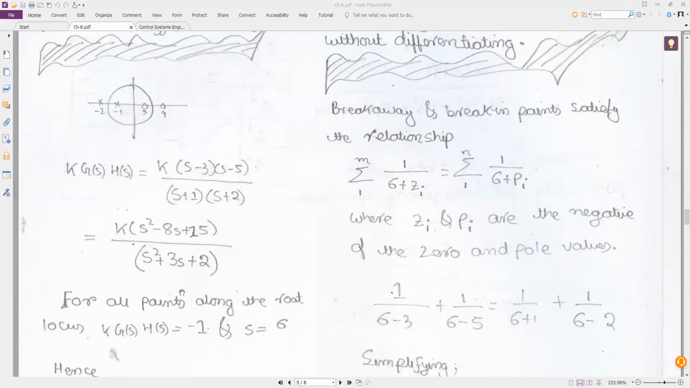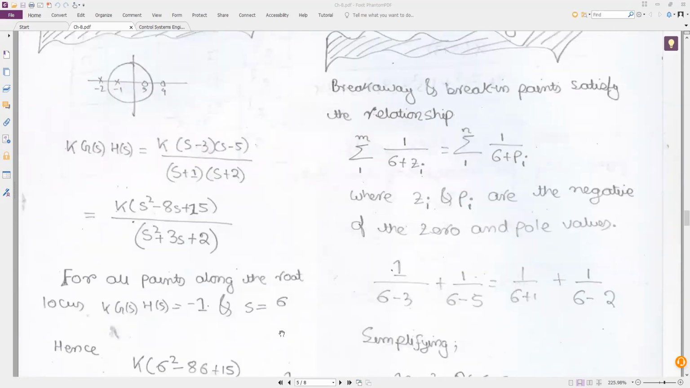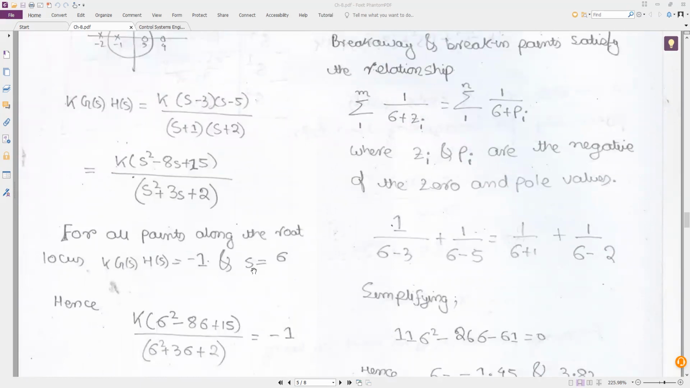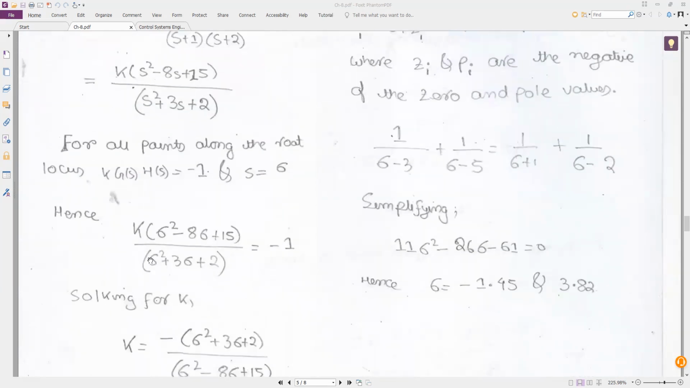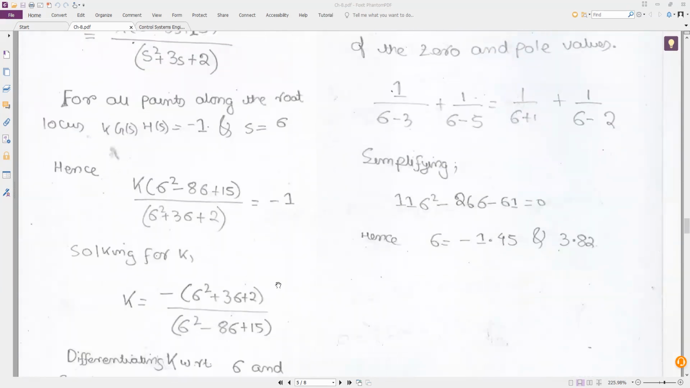And here we can see that for all points along the root locus, KG(s)H(s) is equal to minus 1 and s is equal to sigma. So we are considering KG(s)H(s) equal to minus 1 and s equal to sigma. That means this thing is equal to minus 1, and instead of s, we are writing sigma. Now determine the value of K.